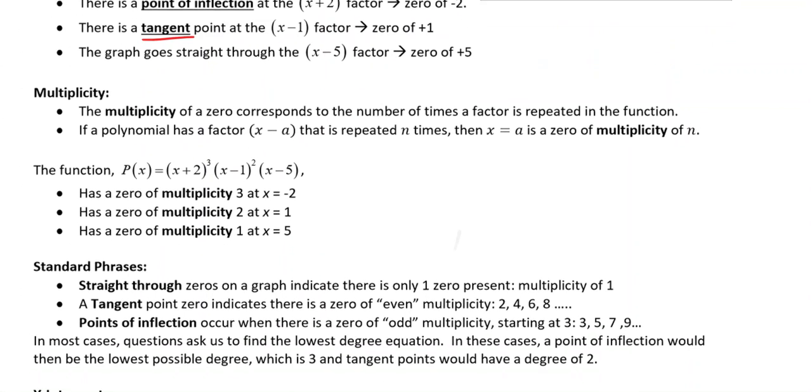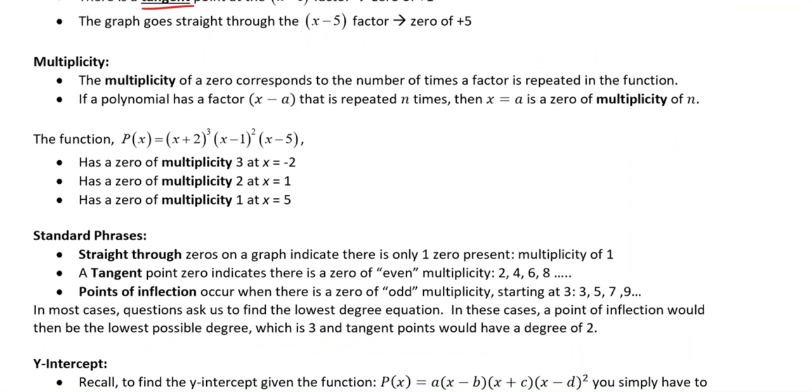These have certain names. In this function, you would say that x is equal to negative 2 has a multiplicity of 3. And multiplicity is really just looking at the exponent there, right? So a multiplicity of 3. At x is equal to 1, in this case, that has a multiplicity of 2. And then this one would have a multiplicity of 1 because it's like an exponent 1 sitting there.